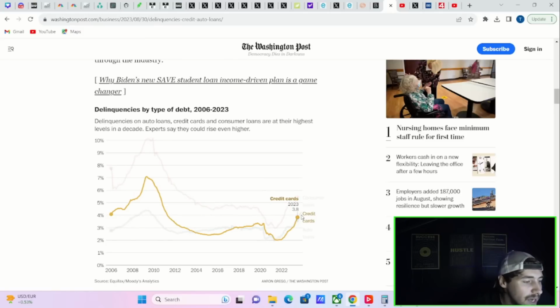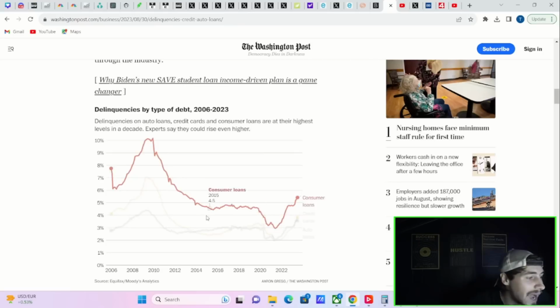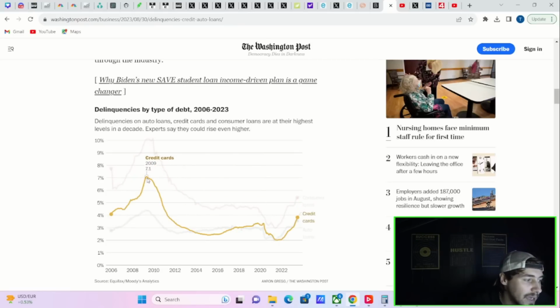The credit card delinquency rate is at 3.8%. Almost the same as auto loans. That is bad. That is really bad. It hit a high of 7% back in 2009.